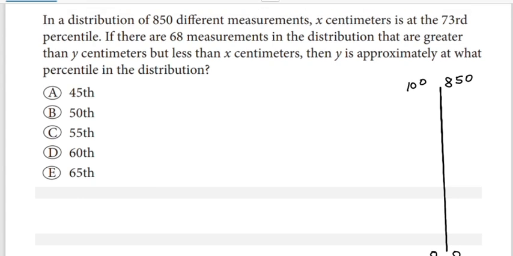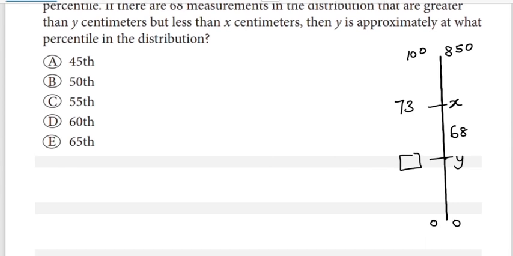Okay, and we are told that S centimeters is at the 73rd percentile. So this is S, and this corresponds to the 73rd percentile. Okay, and we are told that Y is 68 measurements below S, right? So this is Y, and this is 68. So we're looking for this particular point. We don't know what percentile Y is.